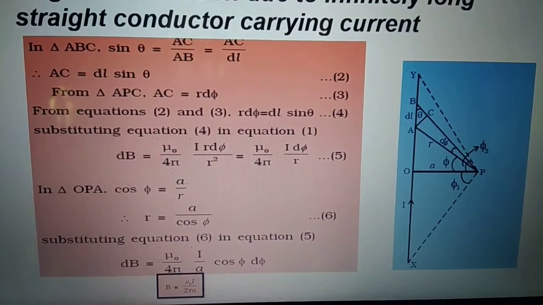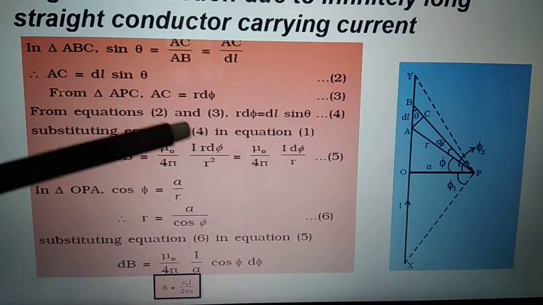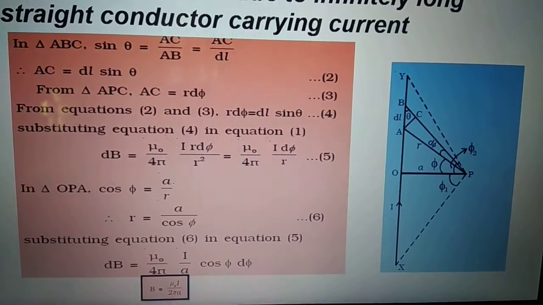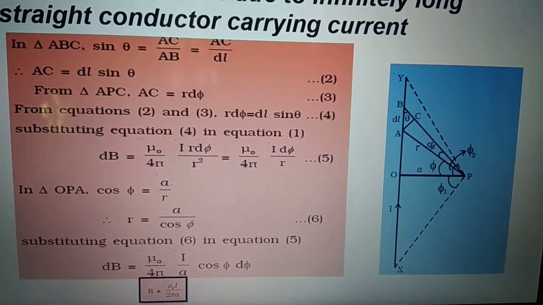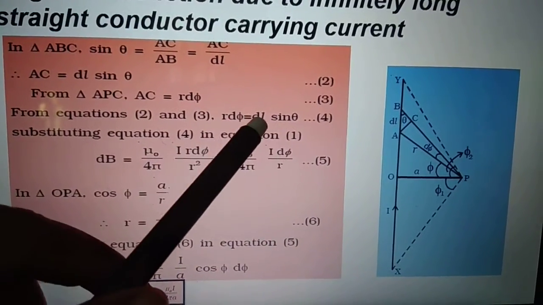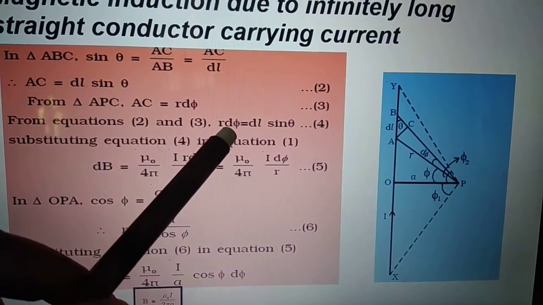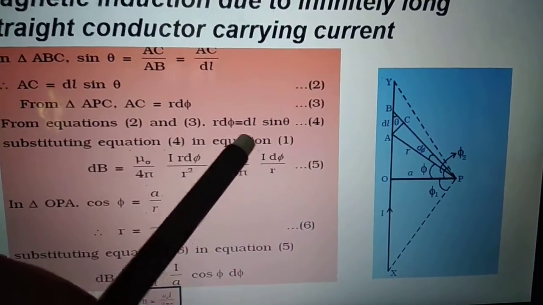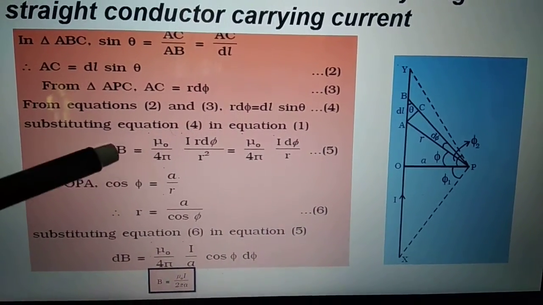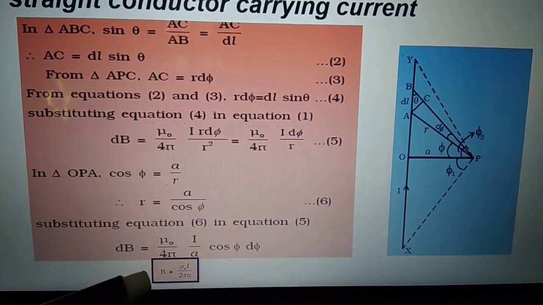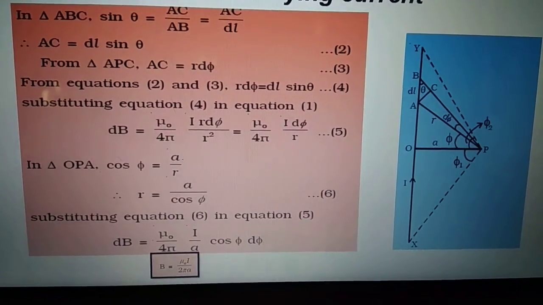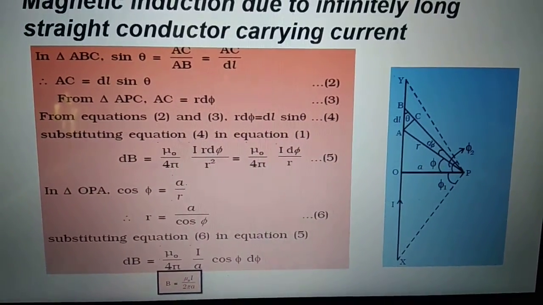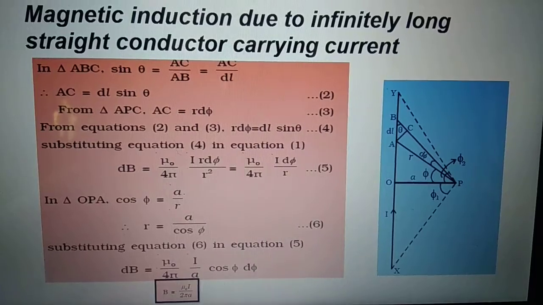First thing is, any current carrying wire will follow the law dB is equal to mu naught by 4 pi I dl sin theta divided by R square. Instead of writing dl sin theta, I can write R into d phi. You can check from this triangle that dl sin theta is equal to R into d phi. By filling in the values, I can calculate the magnetic field due to a current carrying wire as mu naught I divided by 2 pi a. So a long current carrying wire acts like a magnet.